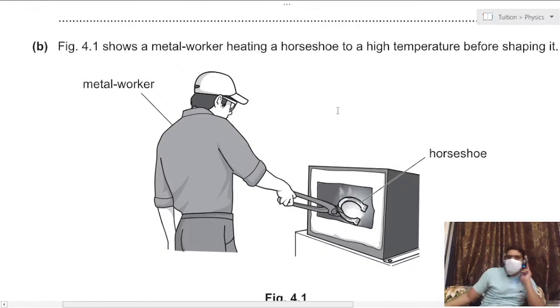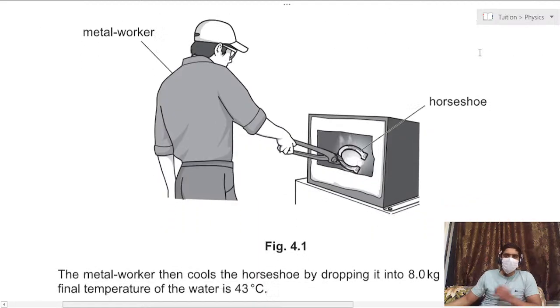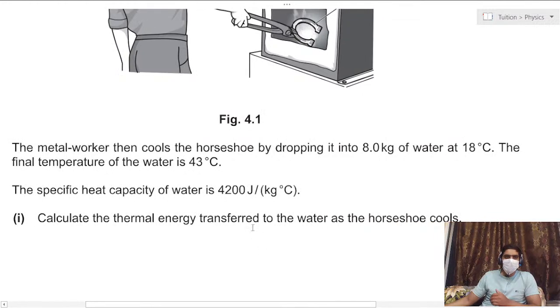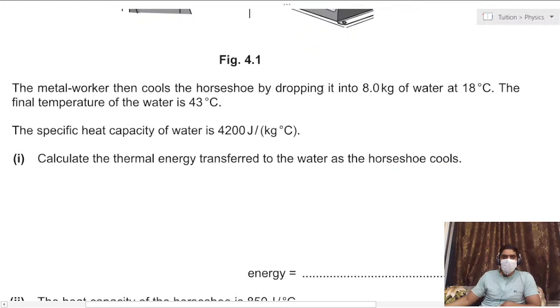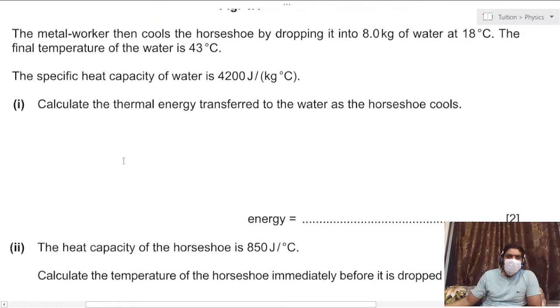All right, the next part B. Figure 4.1 shows a metal worker heating a horseshoe to a high temperature before shaping it. The metal worker then cools the horseshoe by dropping it into 8 kilograms of water at 18 degrees centigrade. The final temperature of the water is 43. Specific heat capacity of water is that much per kilogram. Calculate the heat energy transferred to the water.